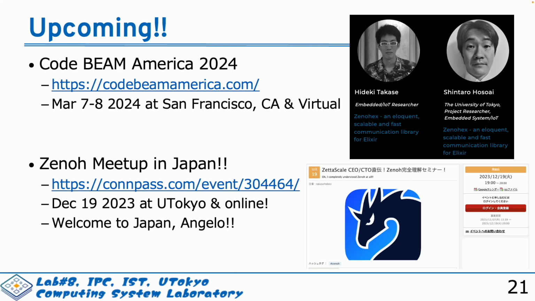Just FYI, I want to share two upcoming events. First, we will present Zenoh EX at CodeBeam America, which will be held next March. In order to make Zenoh more widely available to the Elixir and Erlang community, we should work hard to improve Zenoh EX features by the time of this conference. And one more thing, we are very happy to welcome Angelo in Japan. If you are also in Japan next week, please join us for this meetup.